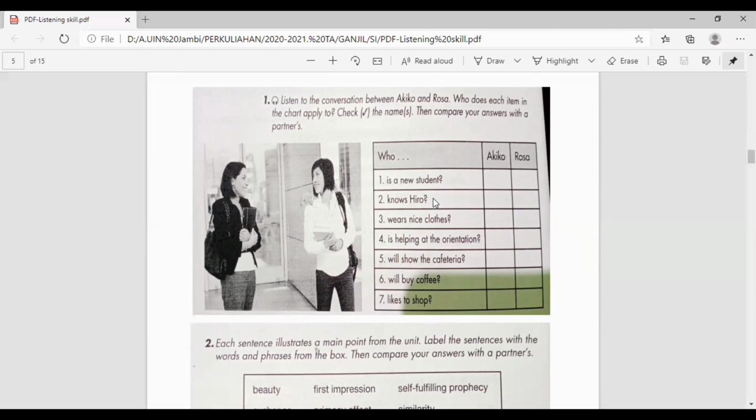Thank you. You know Hiro? Yes, we're good friends. I'm meeting him at the orientation because we are both student advisors and helping with the new students. We have an hour before orientation starts. Come on, I'll show you the cafeteria. Okay, I'm very glad to meet you. Can I buy you a coffee to thank you for your help? That would be great. Thank you. Hiro told me you like to shop. I do too. Oh, I stepped on your foot. I'm so sorry. Don't worry. I didn't even notice.